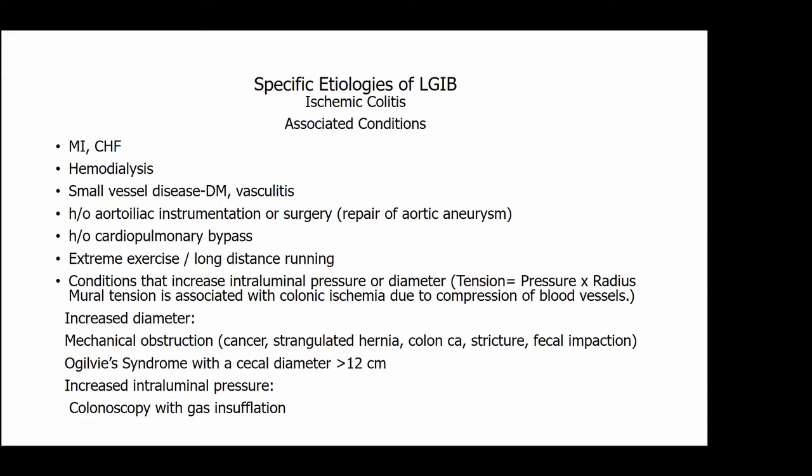It's very important to remember that conditions that increase the intraluminal pressure or diameter can be associated with ischemic colitis as well. And that's because the tension in the colonic wall is equal to the pressure times the radius. And mural tension is associated with colonic ischemia because it compresses the blood vessel and thereby compromises the circulation.